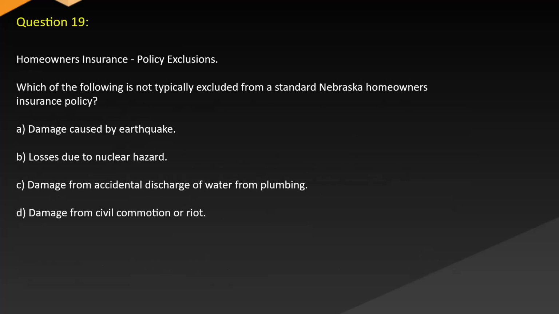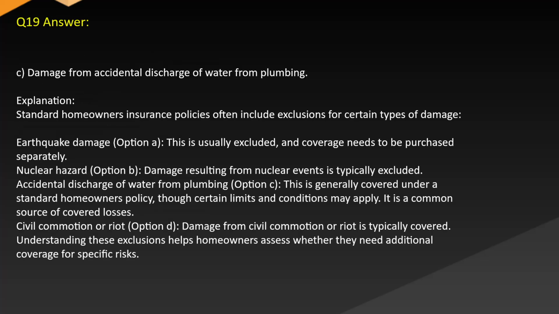Question 19. Homeowners insurance. Policy exclusions. Which of the following is not typically excluded from a standard Nebraska homeowners insurance policy? A. Damage caused by earthquake. B. Losses due to nuclear hazard. C. Damage from accidental discharge of water from plumbing. D. Damage from civil commotion or riot. Answer: C. Damage from accidental discharge of water from plumbing.